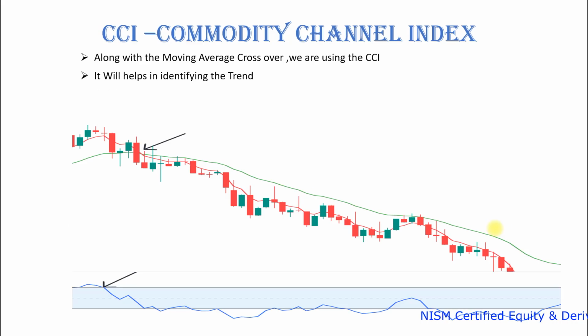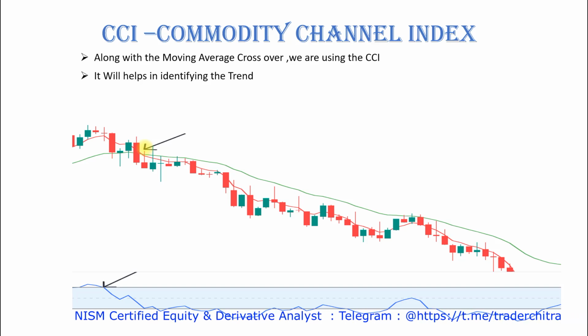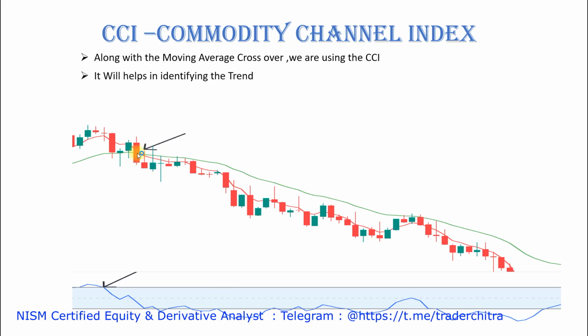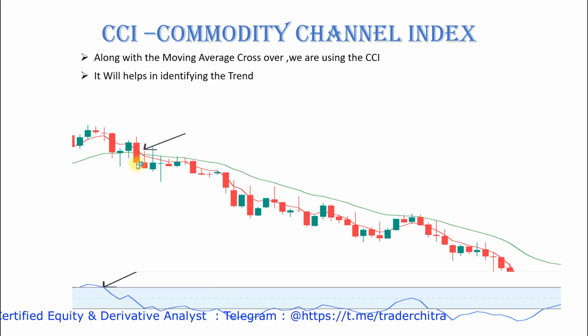Along with the moving average crossover, we are using the CCI. Here you can see this is the 5 EMA and 20 EMA crossover. We got the bearish crossover. So if we are using 5 minutes or 15 minutes, we know that the bearish trend is going to happen. So we can enter into the sell trade below this red candle. I have already put a video about the 5 and 20 EMA crossover along with the 200 EMA.